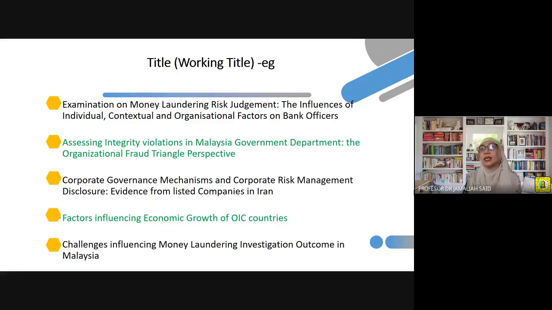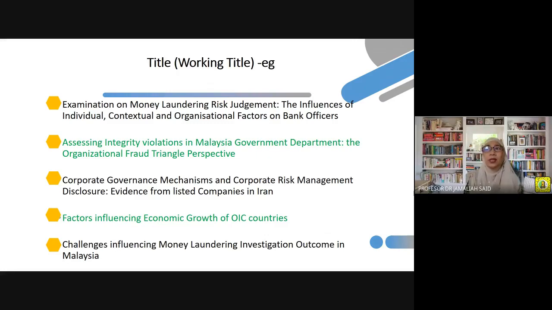Okay, number 2. Assessing integrity violations in Malaysian government department, the organizational fraud triangle perspective. What is the cause? What is the effect? What is the sample? The sample is very clear: Malaysian government department. So what are the cause and effect? The cause are... sorry, the effect is integrity violation.